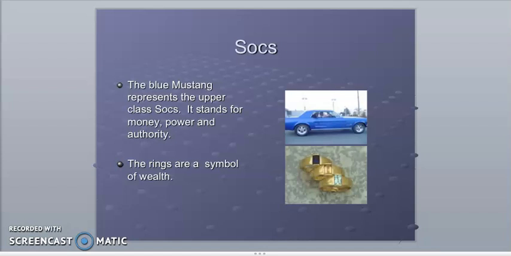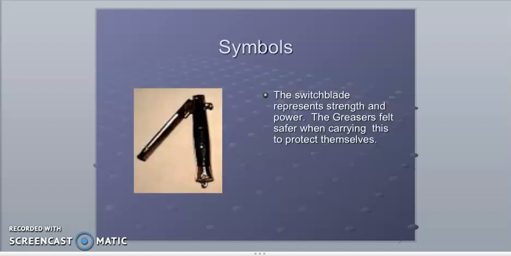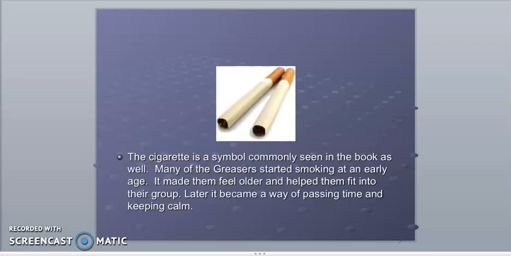The rings that the socials wear are also a symbol of wealth, and those are important in the story as well. The switchblade is a type of knife that the greasers would carry to feel safer and protected. There were lots of fights and gang fighting going on, and so they needed weapons to defend themselves.